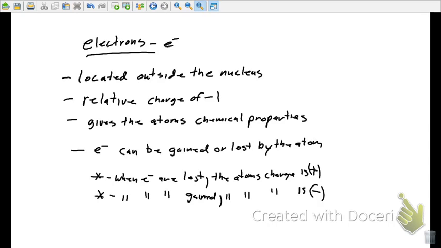So just a review, we talked about protons, neutrons, and electrons, and the characteristics of those individual particles within the atom. And we talked a little bit about isotopes and what isotopes are. They are atoms of the same element with a different number of neutrons, which gives it a different mass as well.